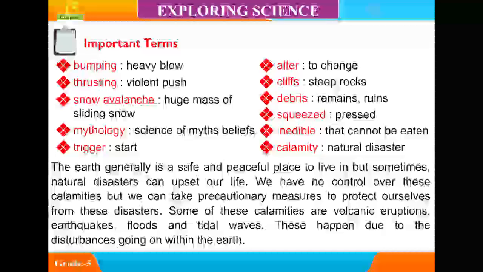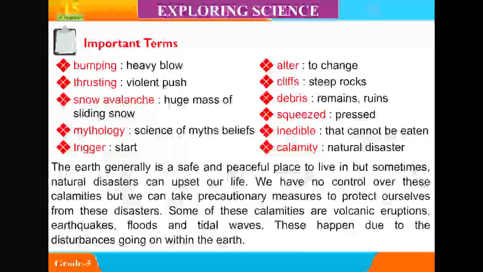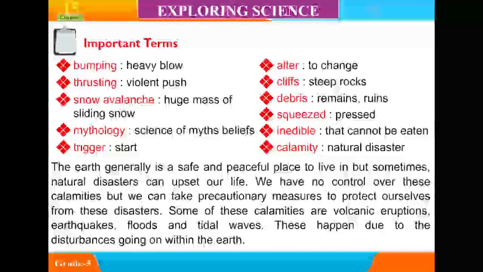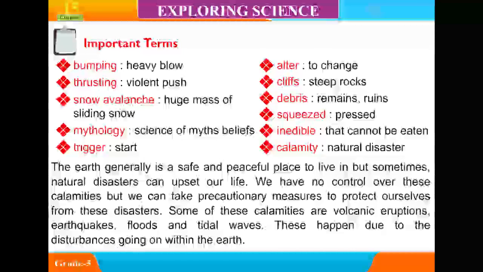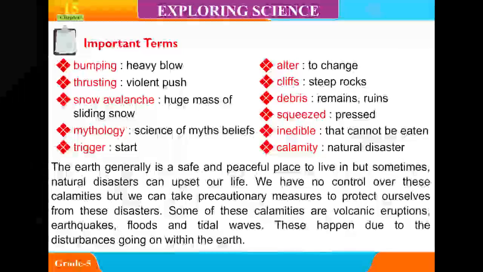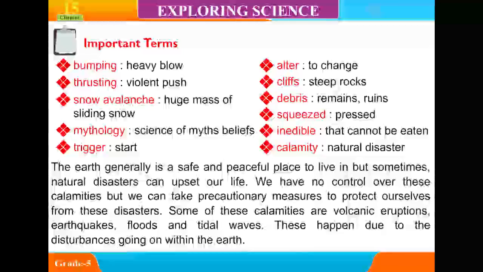The earth generally is a safe and peaceful place to live in, but sometimes natural disasters can upset our lives. We have no control over these calamities, but we can take precautionary measures to protect ourselves from these disasters. Some of these calamities are volcanic eruptions, earthquakes, floods, and tidal waves. These happen due to the disturbances going on within the earth.